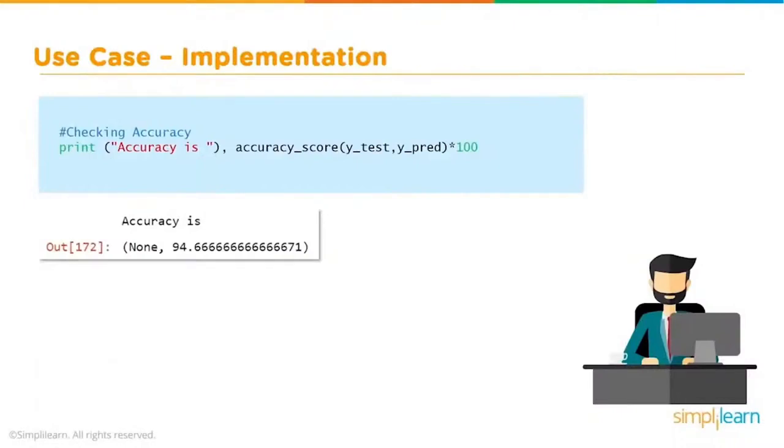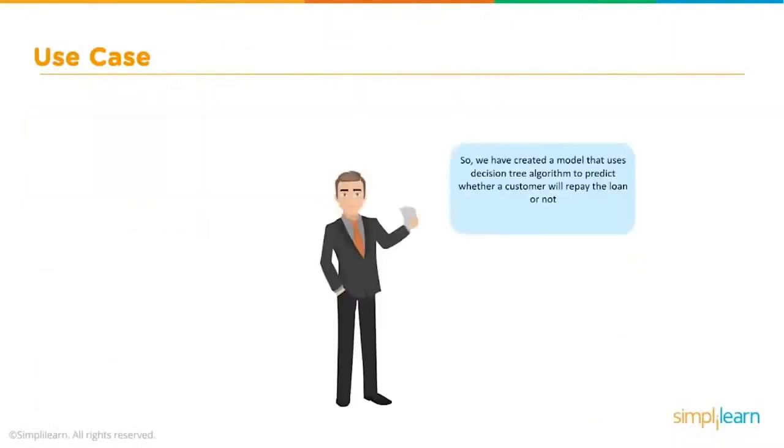So just a quick recap on that. We now have accuracy set up on here. And so we have created a model that uses the decision tree algorithm to predict whether a customer will repay the loan or not. The accuracy of the model is about 94.6%.